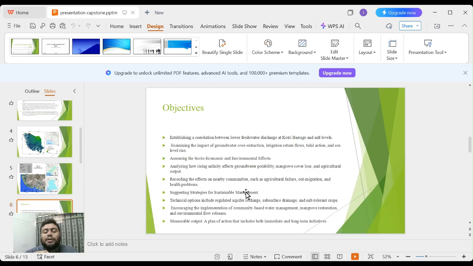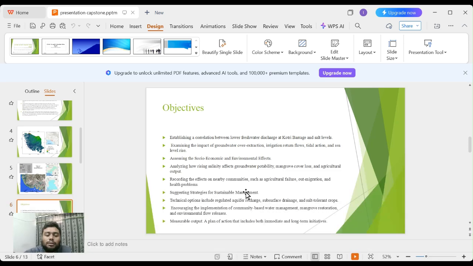Assessing socio-economic and environmental effects on the community, with the community migrating from this delta because of salinity, analyzing how rising salinity affects groundwater potability, mangrove cover loss, and agricultural output. The effects on nearby communities include agricultural failure, migration, and health problems. There is agricultural land failure, communities migrating from the saline area, and also health problems due to salt water.